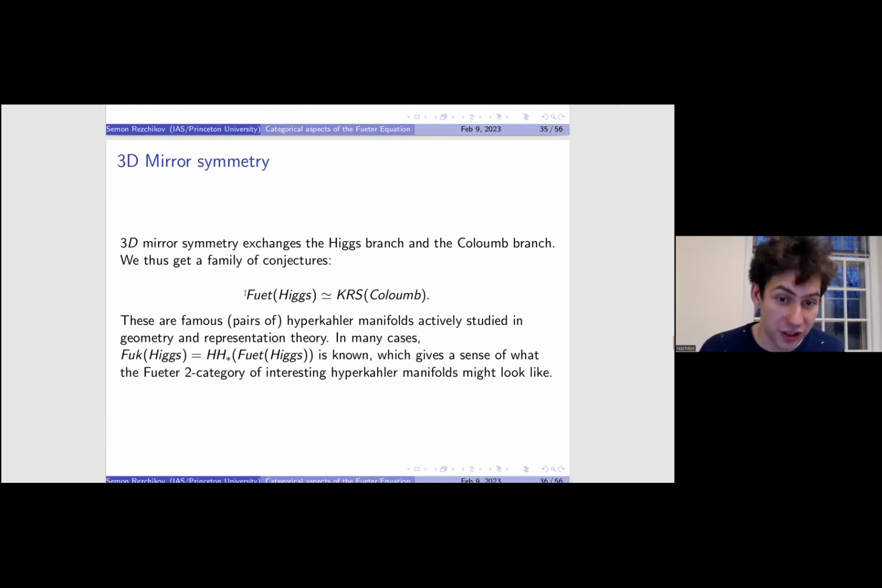So from that, you should exchange the category of A-type boundary conditions on the Higgs branch with the category of B-type boundary conditions on the Coulomb branch. And this is an interesting way to try to get a handle on solutions to these nonlinear PDEs, these Fueter PDEs. These are often pairs of famous hyperkahler manifolds. And on the left-hand side, if you take Hochschild homology of this 2-category, you should get some kind of Fukaya category. In many cases, you know what that Fukaya category is, because these Higgs branches are often objects of geometric representation theory, basically.